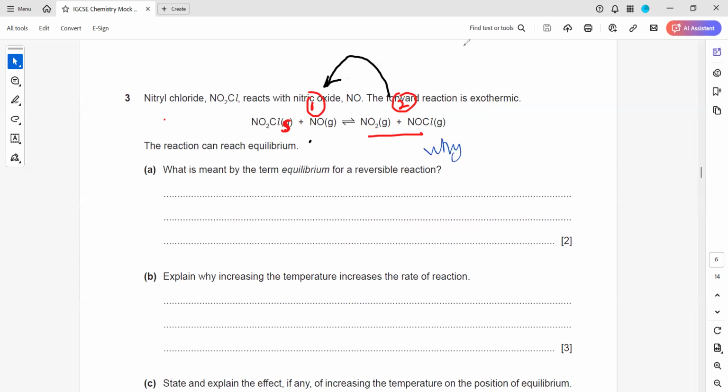Because gases can be compressed, the pressure can affect gases, but solids cannot be compressed, and liquids cannot be compressed. So gases are compressible. That's why we always look for the moles of the gas. Sometimes you may see an equation in which the substance looks the same, but you have to check the moles of the gas specifically.